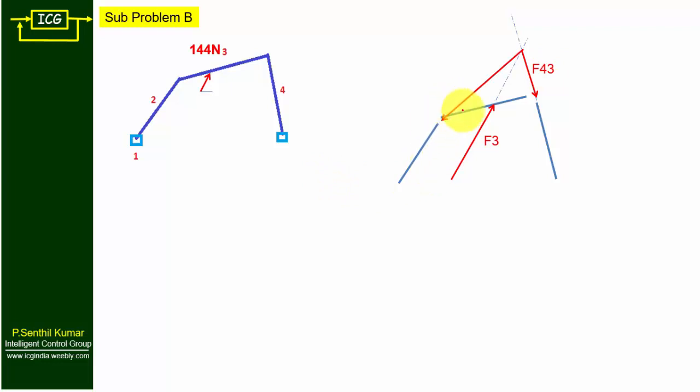So what is this? Force offered by 2 on 3. We can represent it as F23. That's it. So there are three forces acting on link 3. Now we draw the free body diagram. We will move these forces outside to calculate the magnitude. First I'm going to move F3, because the magnitude of F3 is known, 144 Newton.